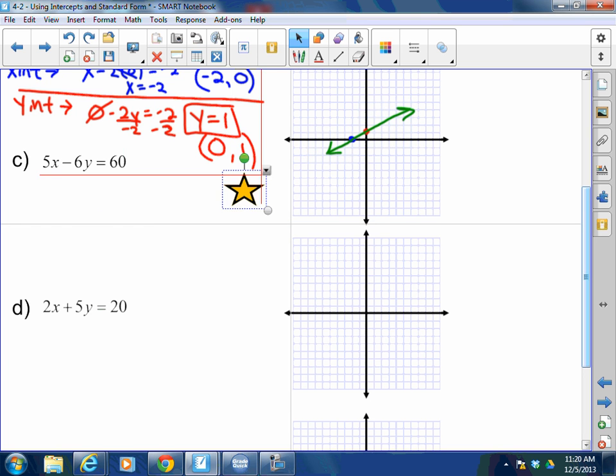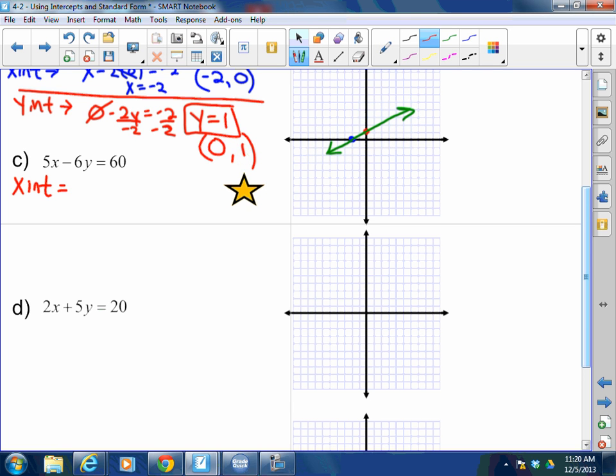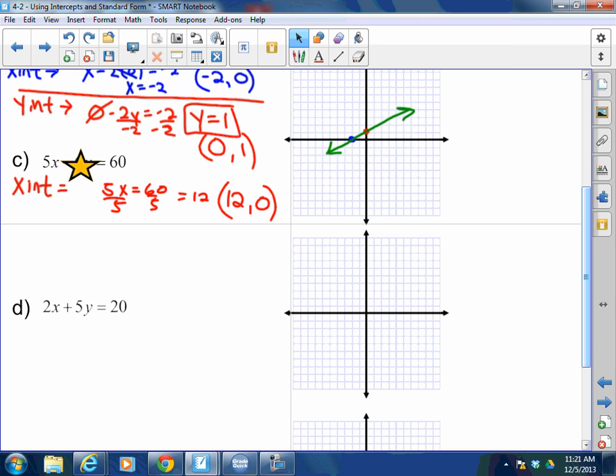When I want to find the x-intercept, what am I making 0? Why? So isn't that in essence basically saying bye-bye to the y? Right? So when I want to find the x-intercept, I cross out the y. So what's x going to equal here? 5x equals 60. Divide by 5. X equals 12. So my x-intercept is 12, comma 0, because my y value was 0. Does that make sense?